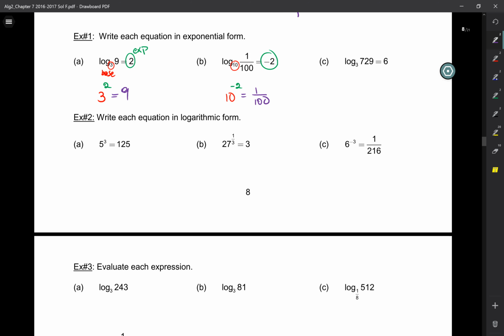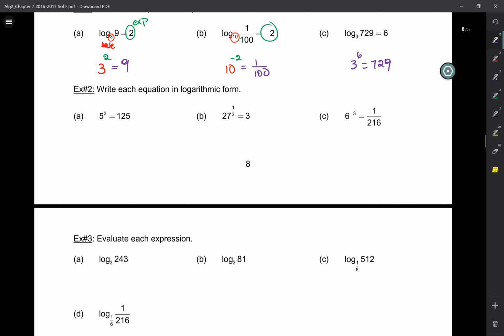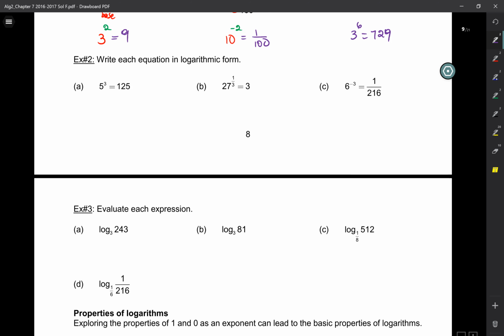Okay. So who's going to tell me how the next one works? 3 to the power of 6 will be 729. Okay? All right. Now we have the equations written in exponential form, and we want to convert it to logarithmic form. All right, so let's do this one.